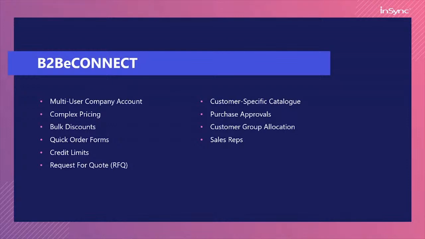Purchase approvals, your customer order will be approved by another layer of their company accounts. Order approval is very important in B2B so that a wrong order doesn't get placed. Customer group allocation, you can group your customers in different groups and provide them discounts, like we have silver and gold groups for customers and sales reps, as we have talked about before.